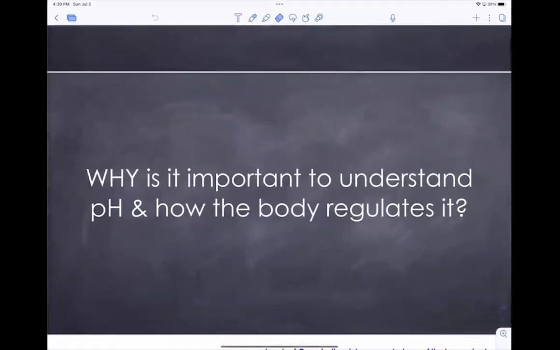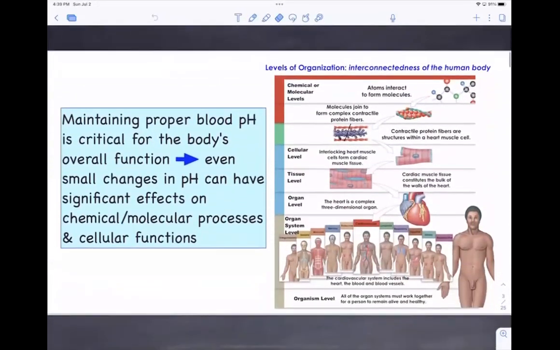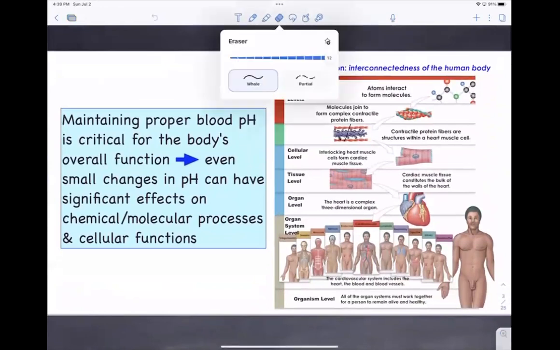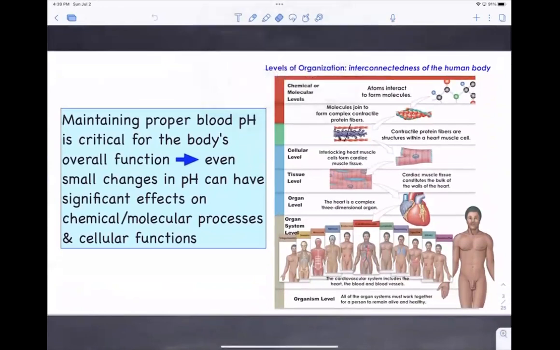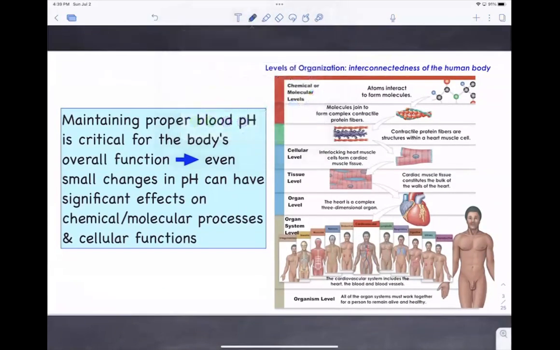And those of you who know me know that I always want to know why. Why is it important to understand pH and how the body regulates it? Because if you don't understand why you're learning it, you might not be all that interested in learning it. So let's start with why. Why is it important? And again, in physiology, you have to really appreciate how things affect one another.